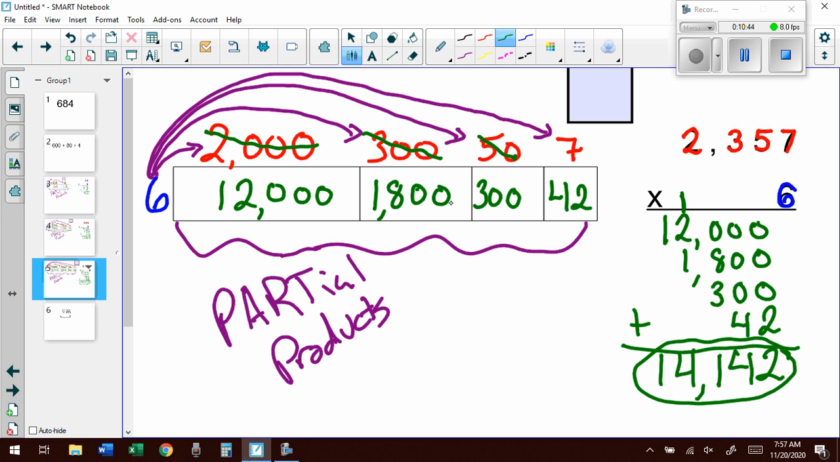So again, we yachad 2,357 into 2,357, gave each one a little square. We used our knowledge of area to multiply each one of those by 6 times. We found our partial products by multiplying using basic facts to figure out multiples of 10, 100, and 1,000. We got our partial products and we added them together.